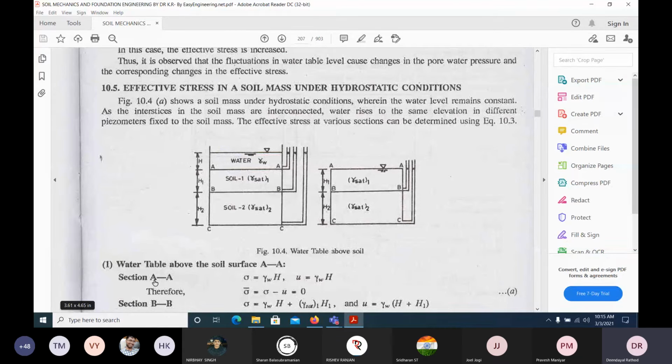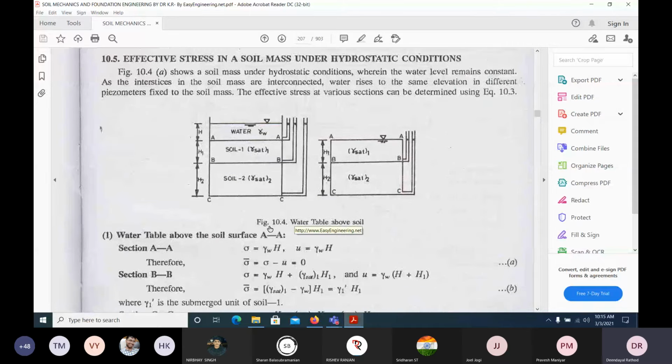Because pore pressure would rise up to that level. And what is the definition of effective stress? Total stress minus pore water pressure. Understand? Now, that's what it is here.